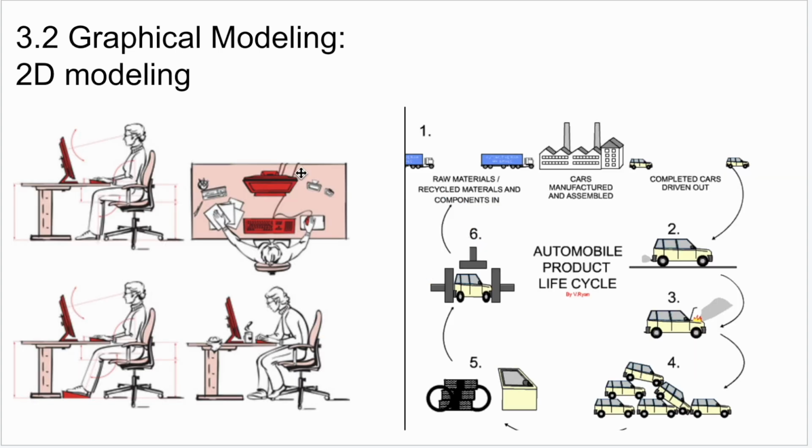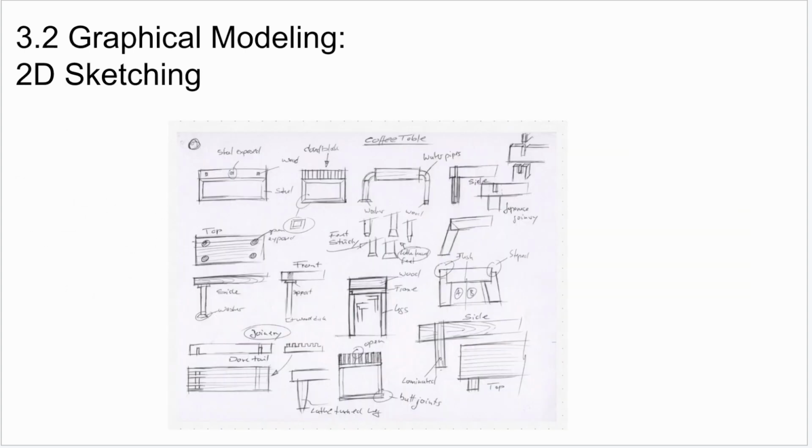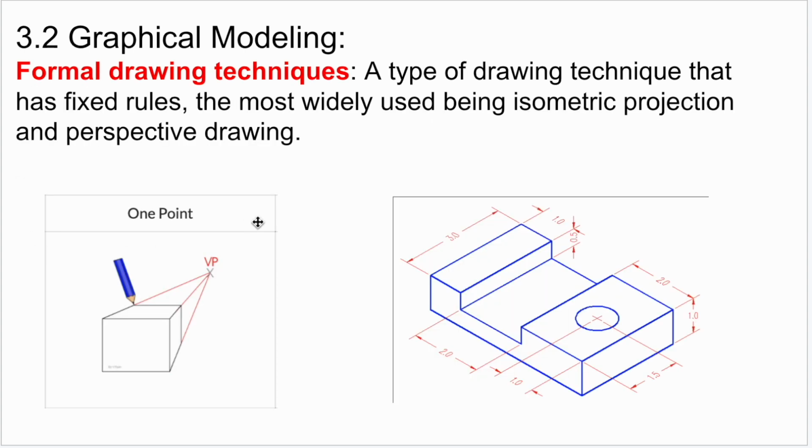We have two-dimensional graphical modeling. So these are examples of two-dimensional graphical modeling. We have 2D sketching, and then we have formal drawing techniques. Formal drawing techniques are a type of drawing technique that has fixed rules, the most widely used being isometric projections and perspective drawings. So this is an isometric projection, and this is a perspective drawing.